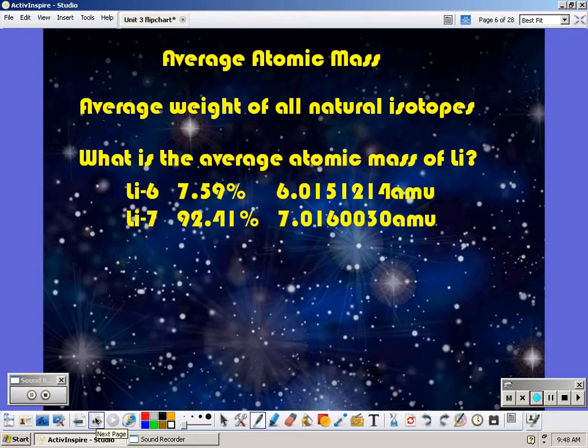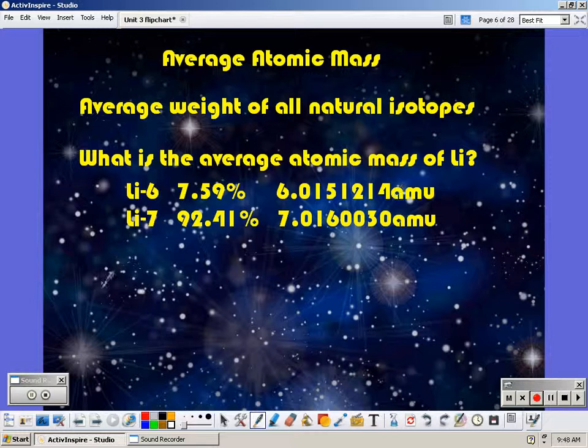To solve for the average atomic mass, you look at all the naturally occurring isotopes and you take a weighted average. So it's not 50-50 for lithium, because lithium has two isotopes. You have to take into account the abundance. So what you do is you take your mass. Now, even though we say it's lithium-6, it actually has a mass of 6.0151214. And that's because the actual masses of protons, neutrons, and electrons are not 1 and 0.